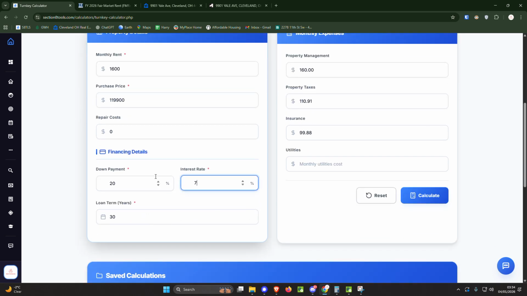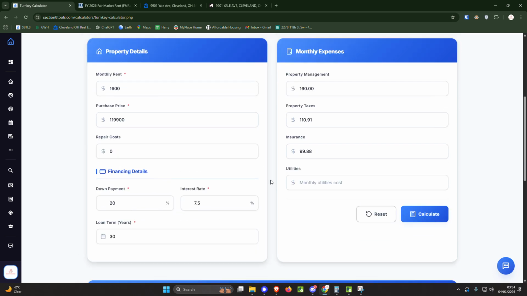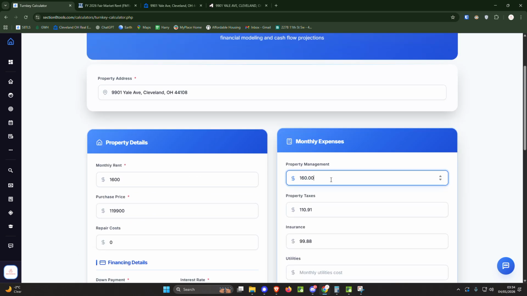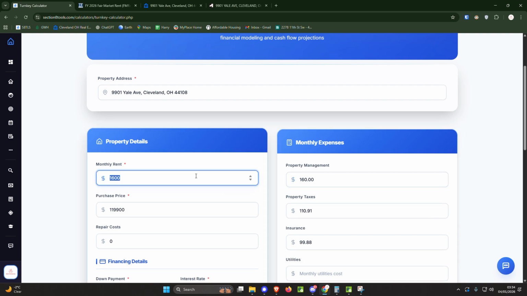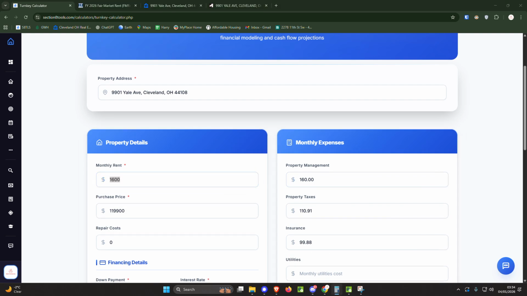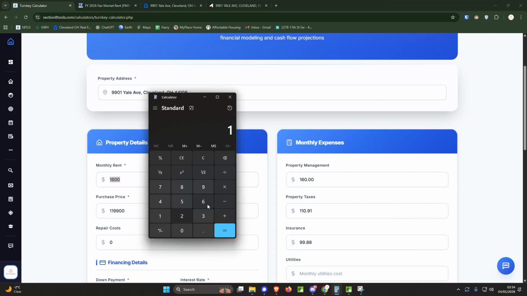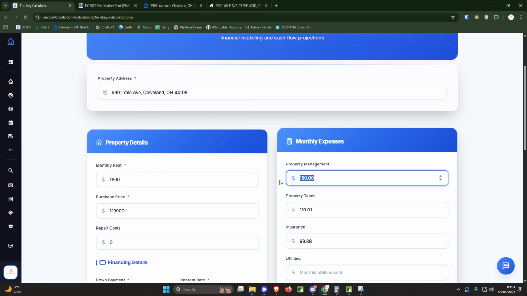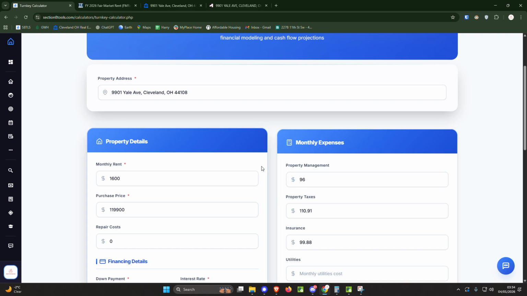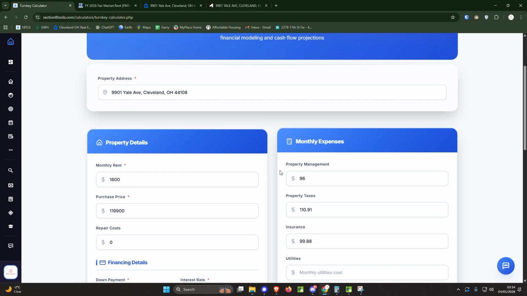Interest rate, let's stick it at like 7.5. And now property management. This is default at 10% of the rent. My property manager charges me 6%, so I am doing 1,600 divided by 100 times 6. So this is what I would be paying in property management fees. The standard is like 8 to 12%. You really want to be at like the 10% mark, but my manager does 6% to me.